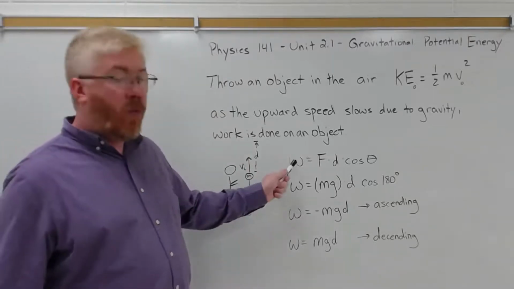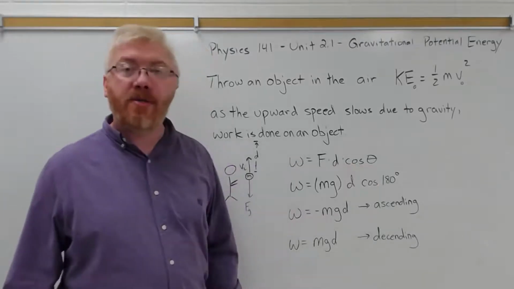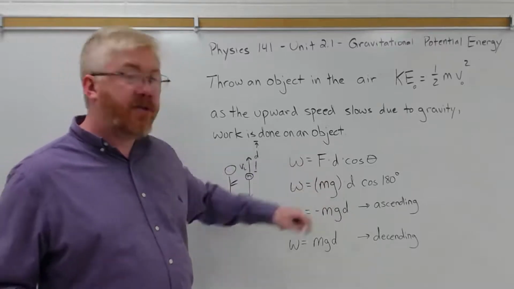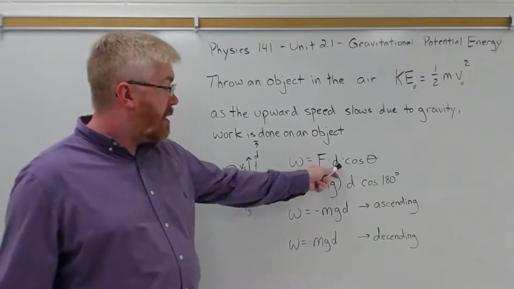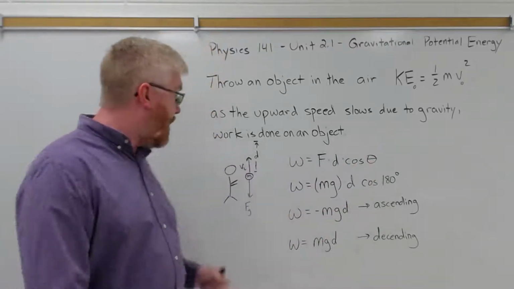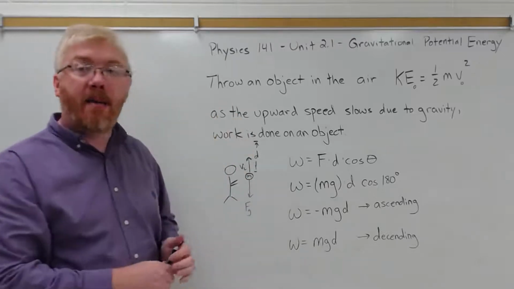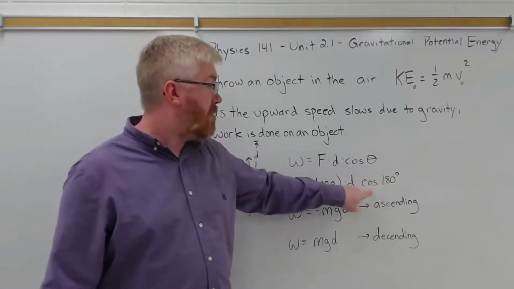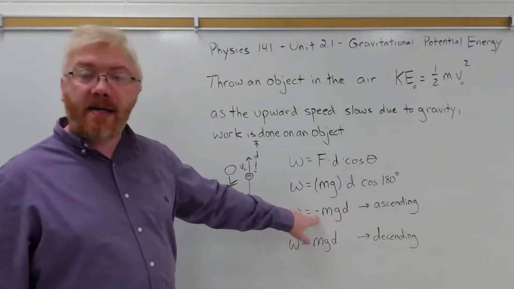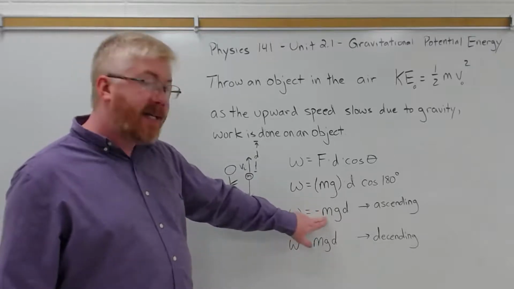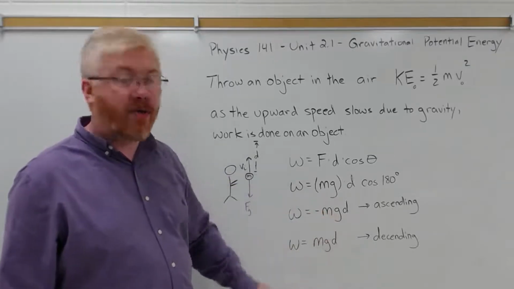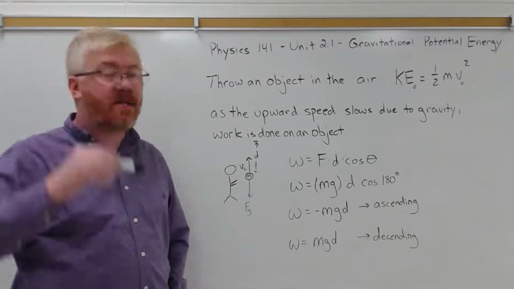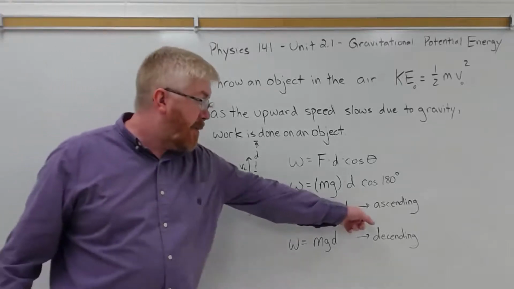So let's look at the work done. Work is F times d times cosine of the angle between those two vectors. Force is the force of gravity, so that's m times g, the weight of the object. Displacement is still d. The angle between them: F sub g is pointing down, d is pointing up, so there's 180 degrees between these two vectors. Cosine of 180 degrees is -1, so a negative sign comes out. So the work done is negative m times g, the acceleration due to gravity, times d, the size of the displacement. This is for ascending.